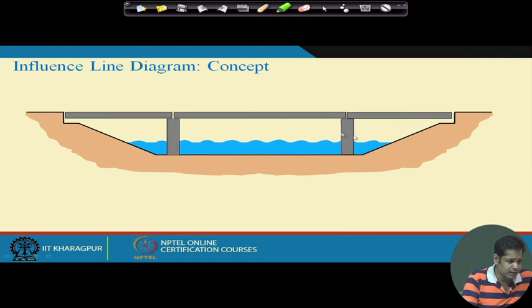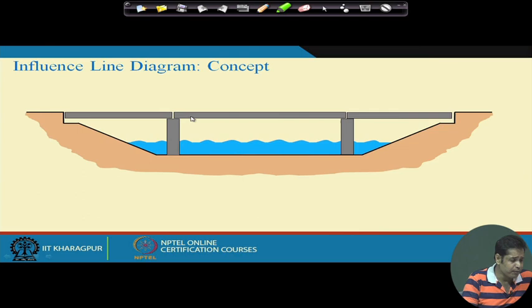You can see some gaps between these girders, which means the girder is not continuous. They are simply supported girders, just supported on the piers. This one is on an abutment and a pier, this one is on two piers, and this one is on a pier and an abutment. So every girder can be idealized as a simply supported beam.